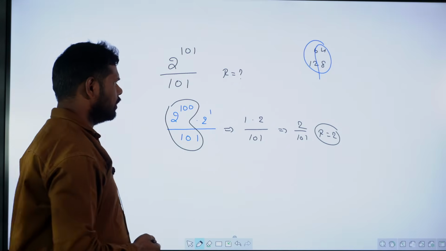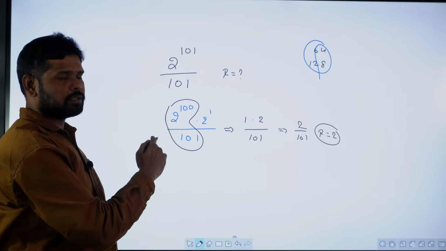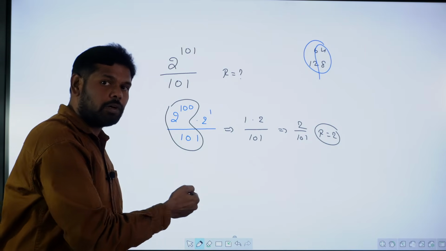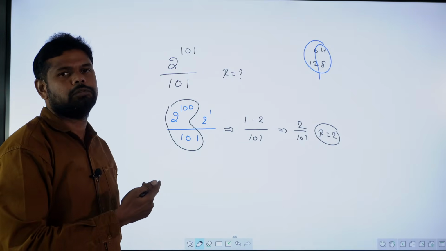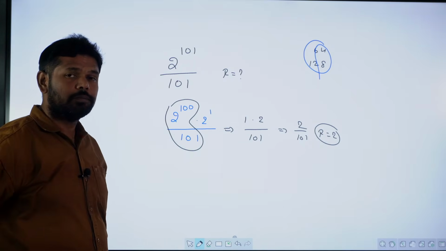Not only 2 power 101, maybe 2 power 105, which means 2 power 100 into 2 power 5. 2 power 5 value we know is 32. That 32 by 101, the remainder is 32. So like that we solve some questions.